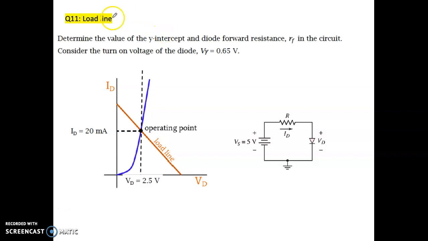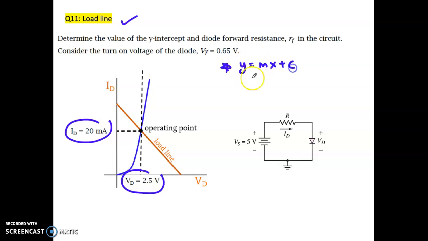Okay. And the last question is about the load line. When talking about load line, you are given the graph. In this question, it gives the Q point, ID, and VD. Remember, when you are going to solve this question, you need y equal to mx plus c. Y is your ID, m is your VD plus c. Try to get the KVL from these circuits and then try to solve it accordingly.